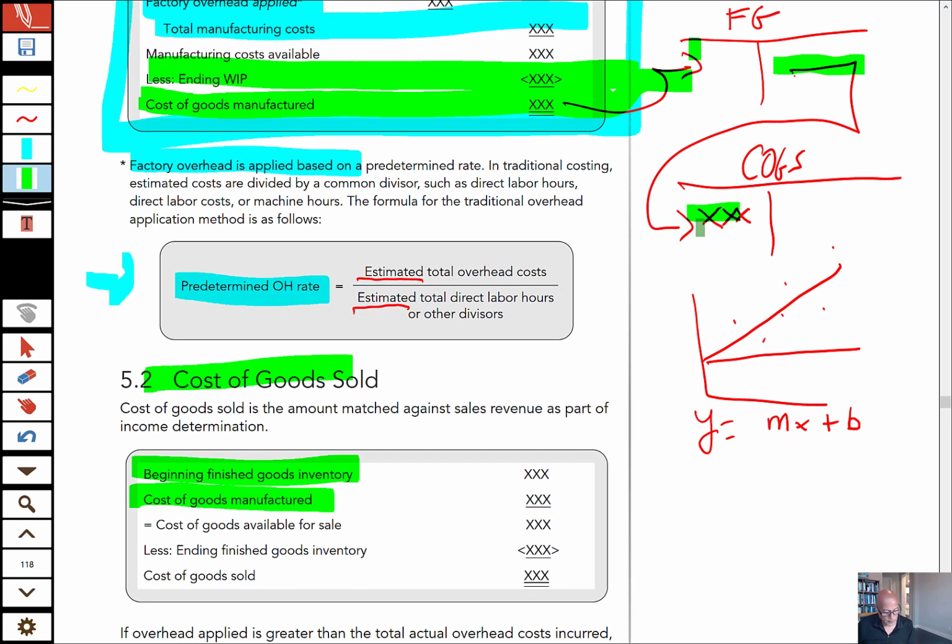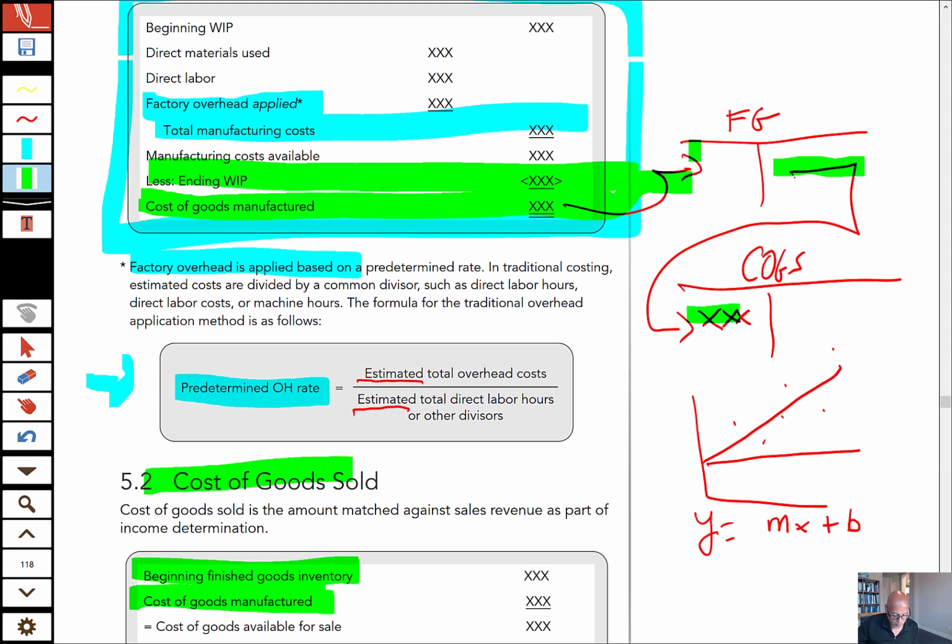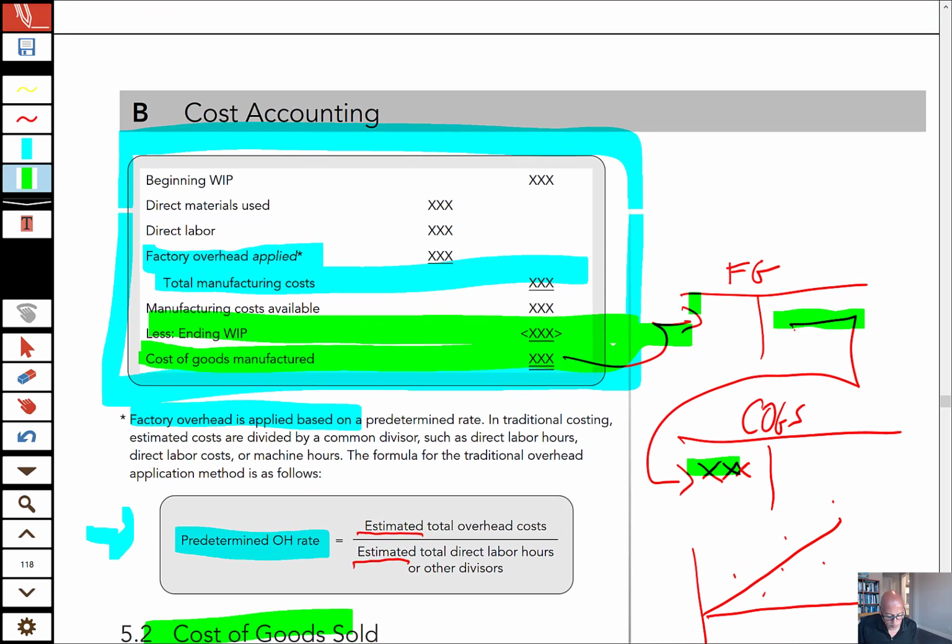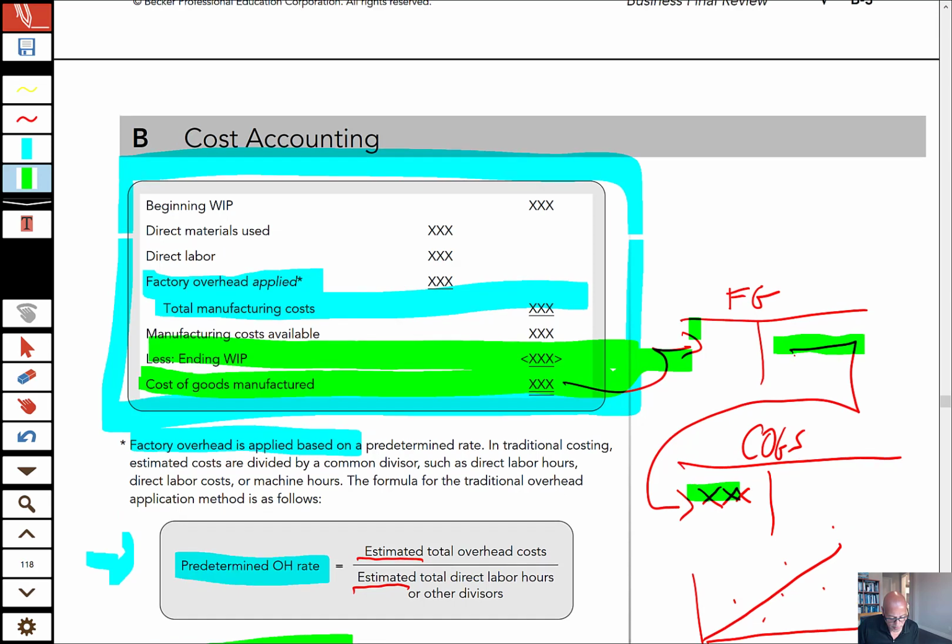So beginning cost of goods sold, I should say the beginning finished goods inventory plus the cost of goods manufactured, the stuff that, okay, let me say this right. The stuff that goes out of finished goods, okay, and into, comes out of work in process.